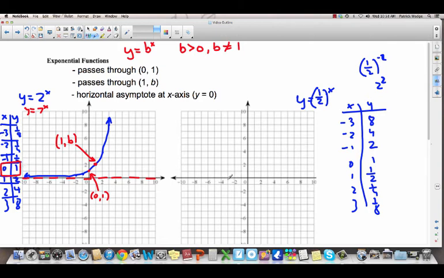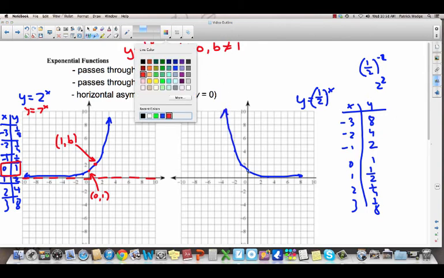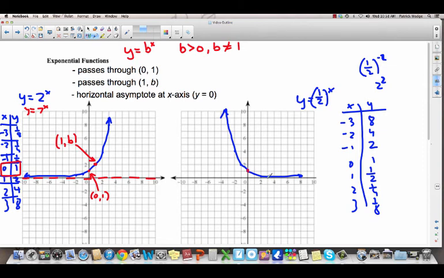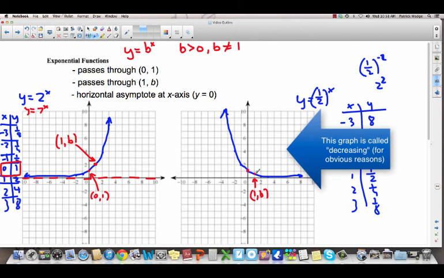I'll graph this first, and then we'll talk about that. Negative 3, 8. Negative 2, 4. Negative 1, 2. 0, 1. 1, 1/2. 2, 1/4. And 3, 1/8. You can see again that we have a horizontal asymptote at the x-axis. You can see again that this graph goes through the point 0, 1, as we said it always would, unless you have other transformations. And we see again that it goes through the point 1, b. What's b in this case? b is 1/2, and that's where it goes through, 1, b. And this point here is 0, 1.